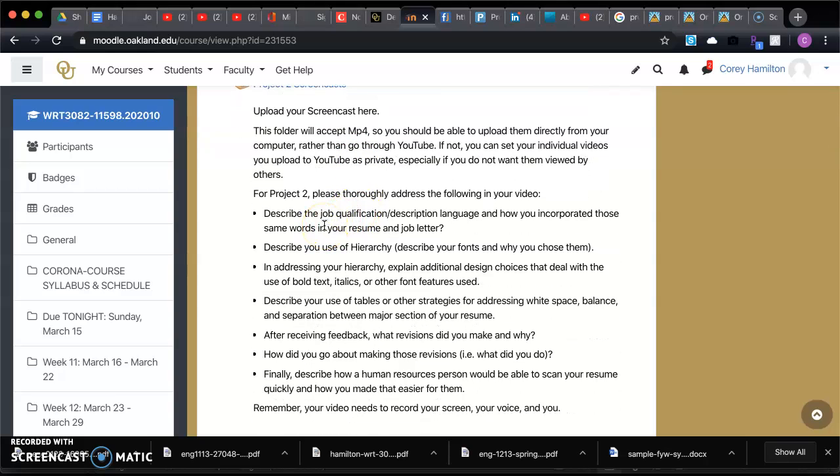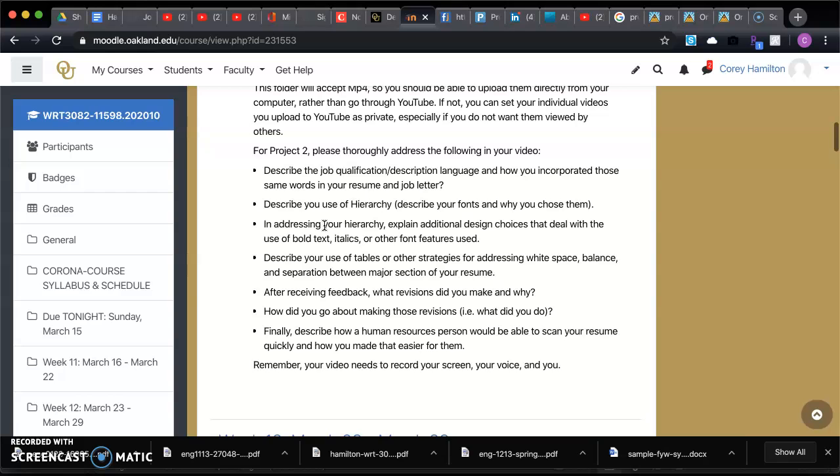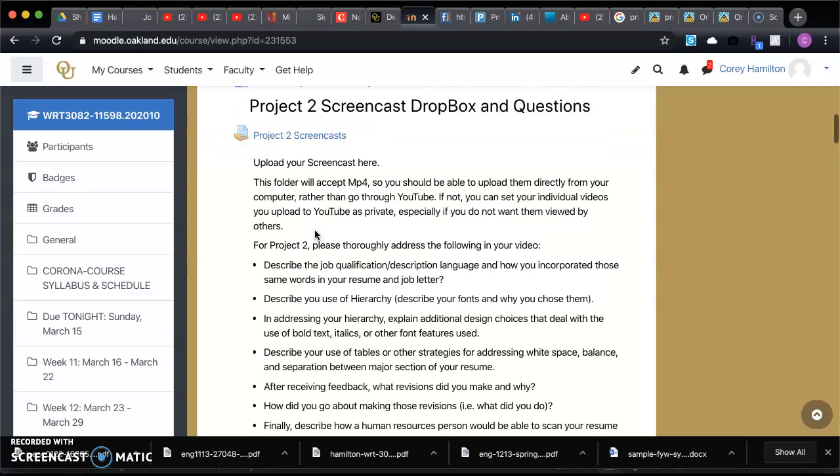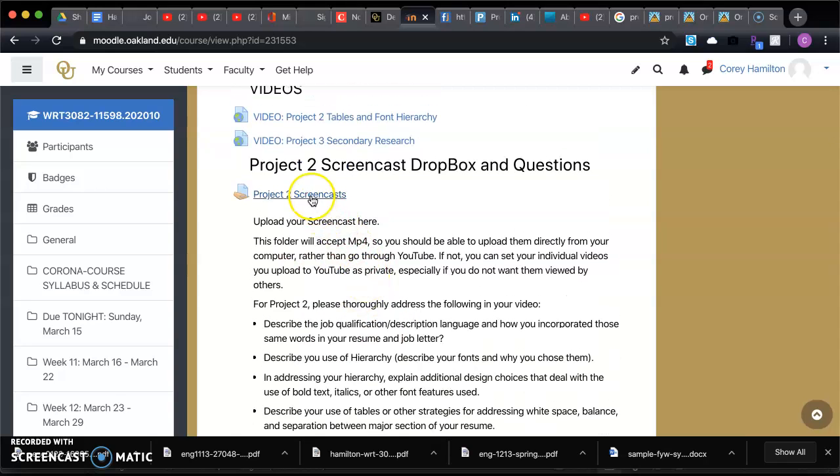All right, I'm trying to keep these really, really short for you guys, but provide you with a lot of information. So that's it for this one, the Project 2 Screencast Dropbox. Questions are posted right here on our Moodle page, and you can make those submissions right here.